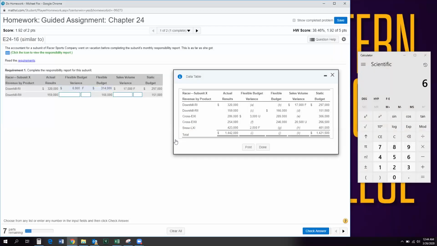On the next line, now we're given all three: the actual results, flexible budget, and static budget. We just need to find the variances. So again, on this one, I'm going to take the actual results, 159,000, minus the flexible budget, 166,000. So I got -7,000. I'm going to report that as 7,000, and the negative means I'm going to record it as unfavorable. And our flexible budget is 166,000 minus 151,000, which is 15,000. And since that's a positive number, I'm going to report that as a favorable variance.